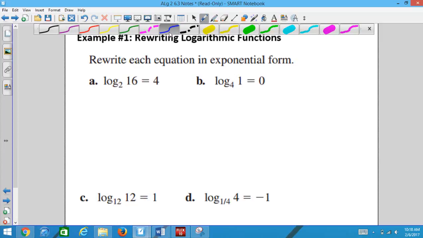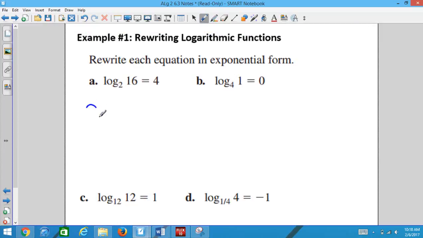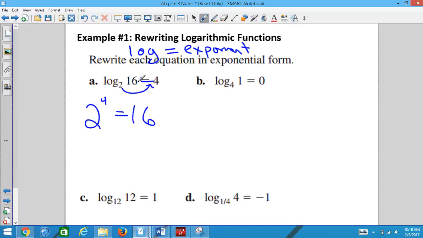So what is my base? 2. Log always equals the exponent. So what is my exponent? 4. And then equal sign 16. So with the swirly method, 2 to the 4th equals 16. Is 2 to the 4th 16? Right, that makes sense.